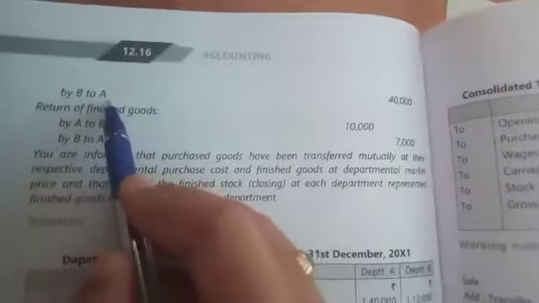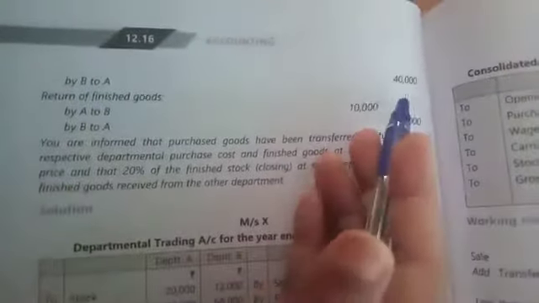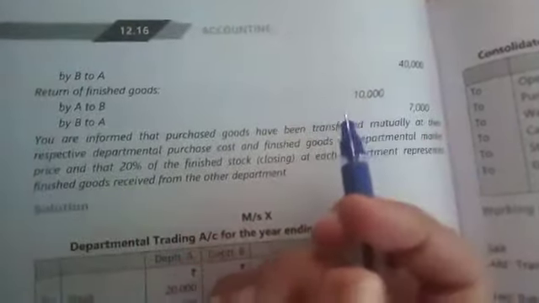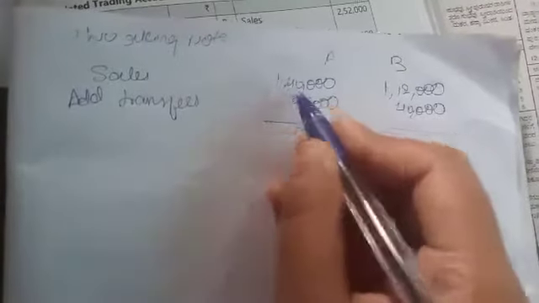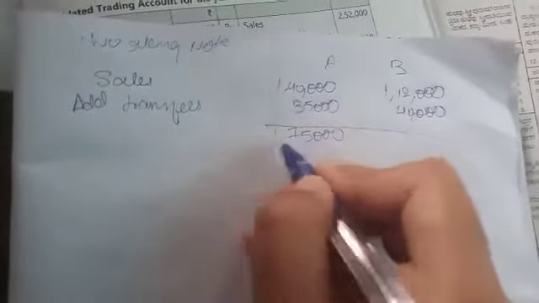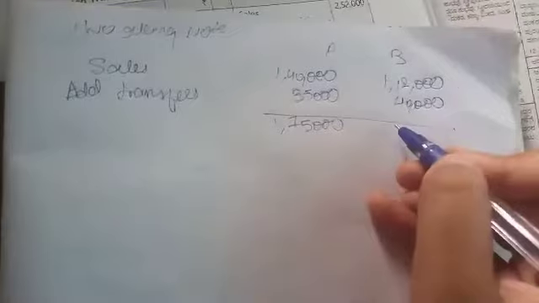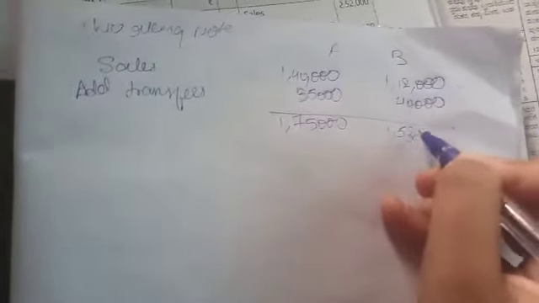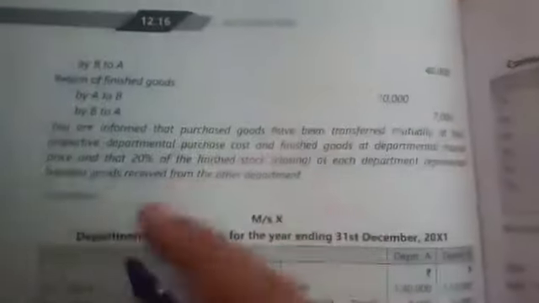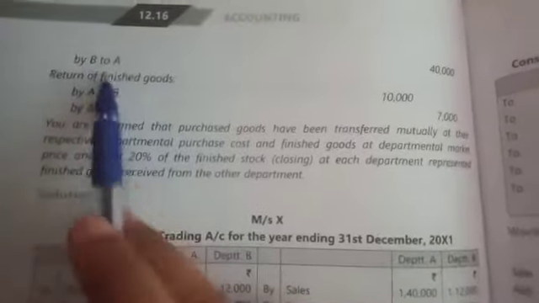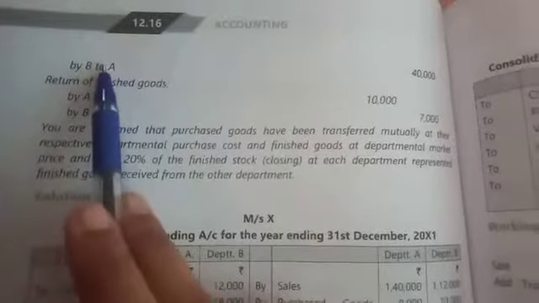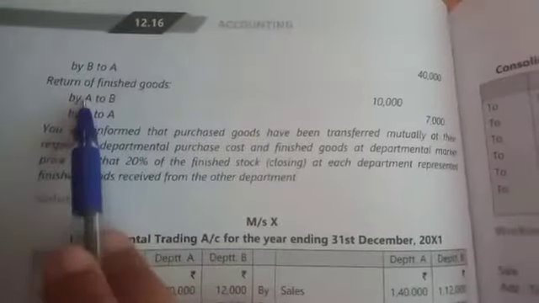B has transferred to A. So B has to take back those goods, 40,000. So add back 40,000 to B. So this comes to 1,75,000 and 1,52,000. They have also returned some of the finished goods. In this transfer only, they have returned some portion. So you have to deduct that.